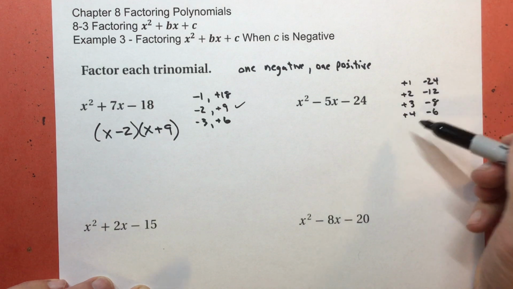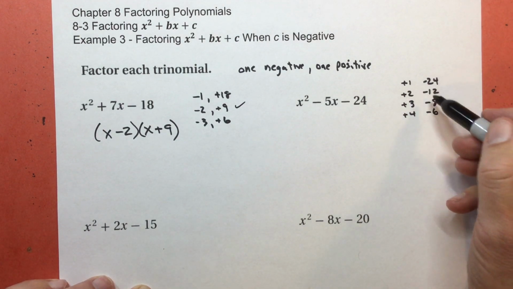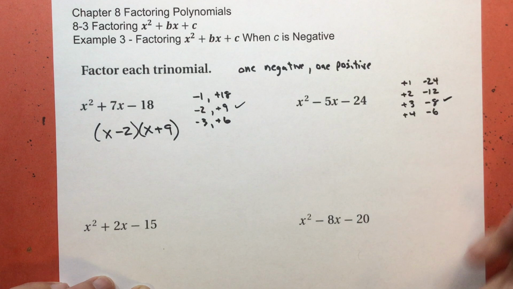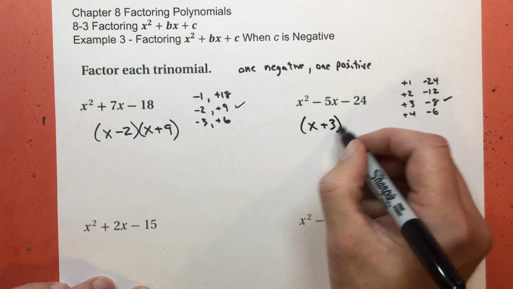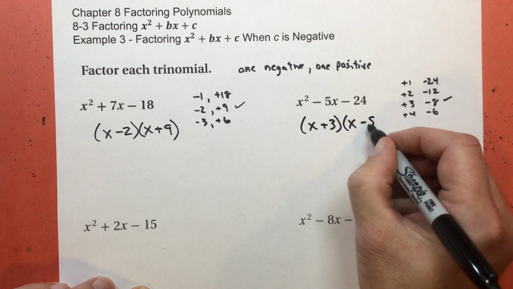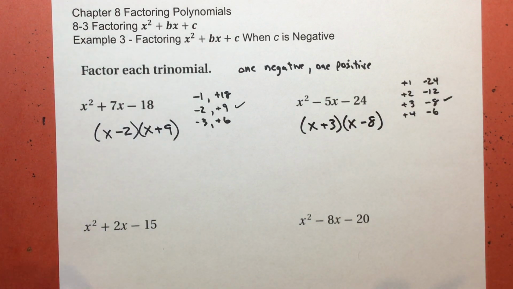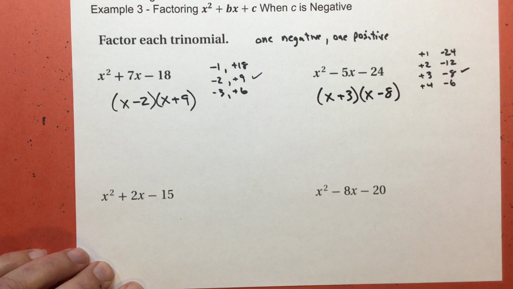All negatives are less than positives, okay? But I'm just looking at it without the sign. But it's actually this one right here. So this is going to be x plus 3 times x subtract 8. Move that up so you can see it.